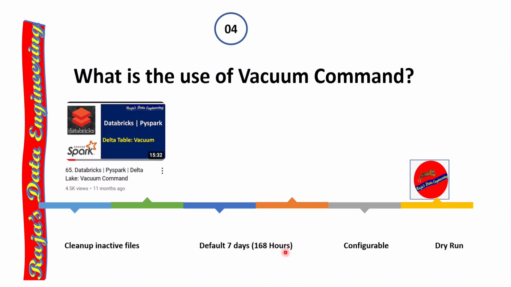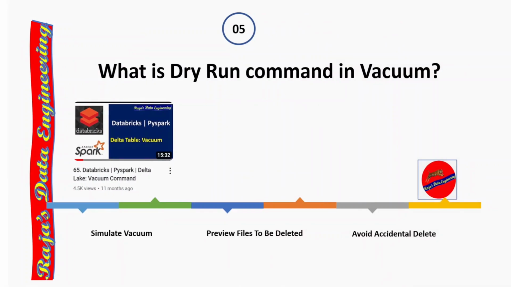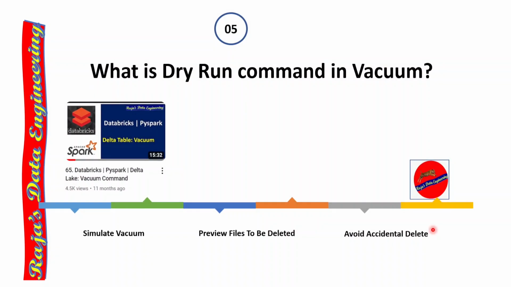Along with the vacuum command, we also get an option called dry run. So that is my next question. What is dry run in the vacuum command? Dry run is nothing but a simulation of the vacuum command. Because with the vacuum command, basically we are going to clean up the data.